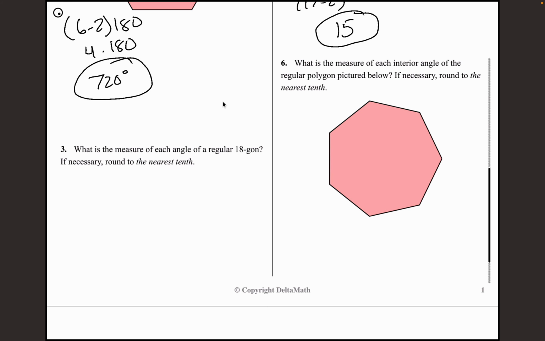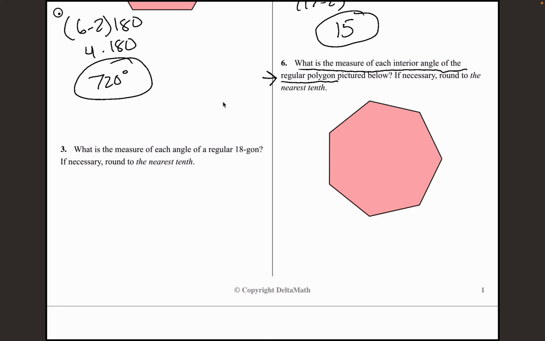Now, let's look at 3 and 6. Let's look at number 6 first. It says, what is the measure of each interior angle of the regular polygon below? So we're not finding the sum this time. We need to find each angle. It's a regular polygon. What does it mean when we have a regular polygon? It's both equilateral and equiangular. Now, how many sides does this shape have?